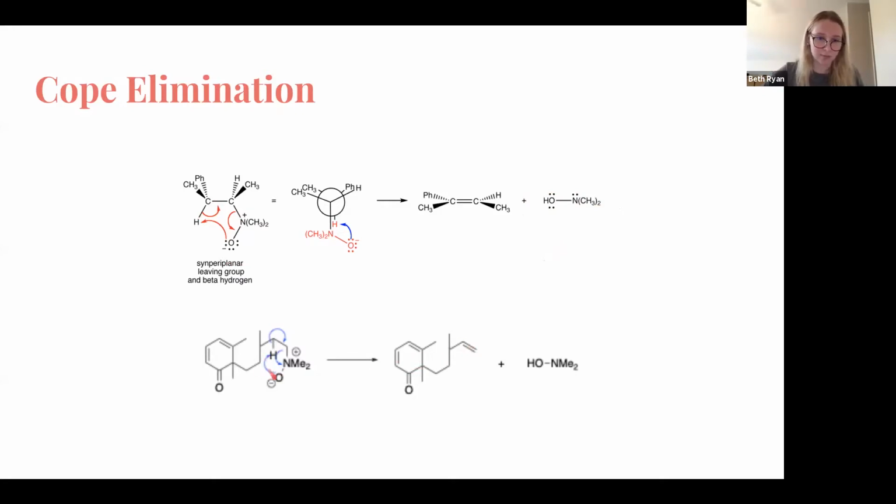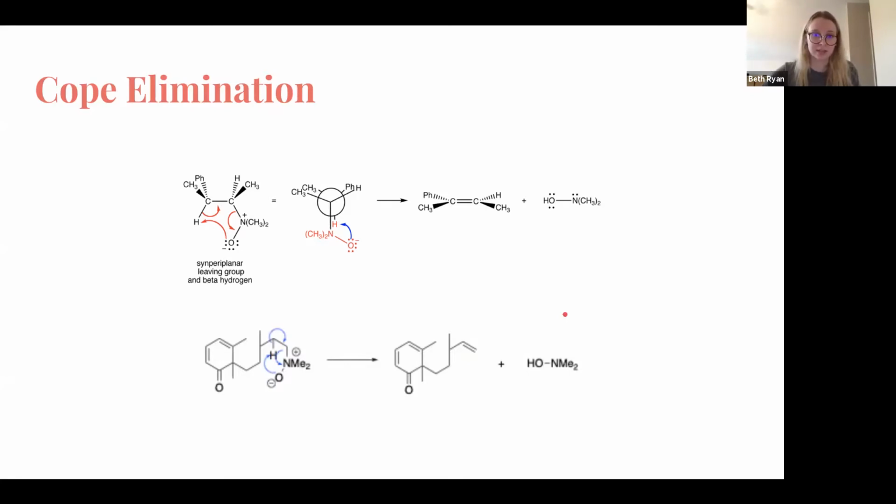So I drew it down here, but I apologize, it's a little blurry. In this case it's the same thing happening: that oxygen takes the hydrogen, those electrons move to form the double bond, and then the nitrogen group just breaks off, and so you get this as a byproduct. And now you have a new alkene off to the side.